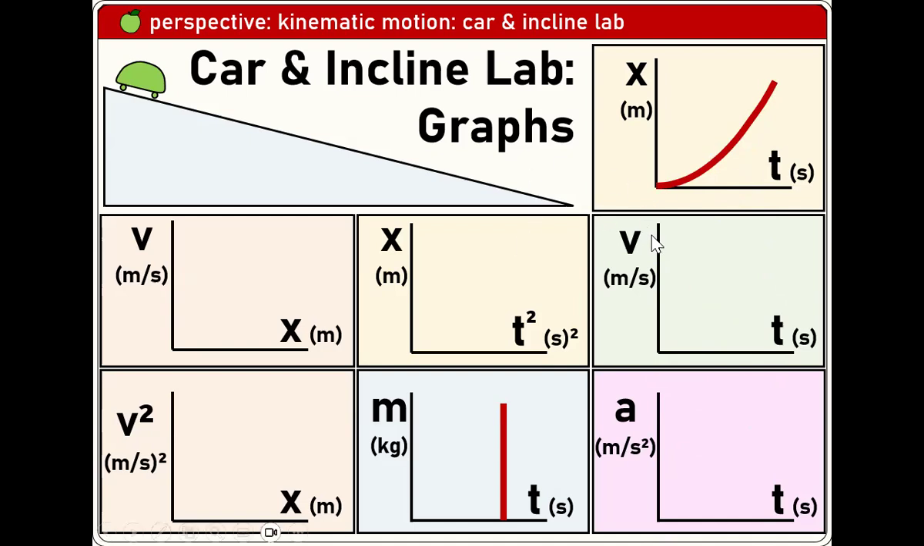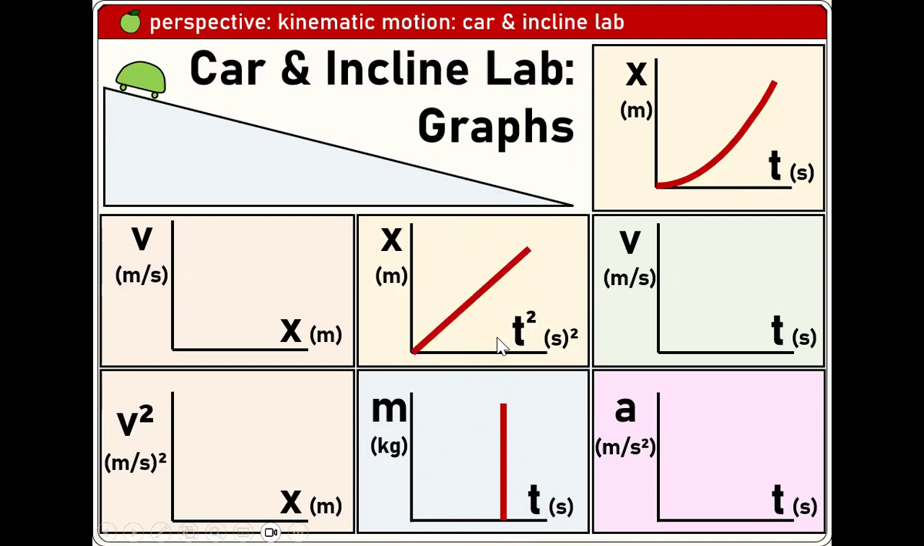Next one. Let's do v versus t. So velocity in meters per second versus time in seconds. What does that graph look like? Oh, sorry. Let's rewind. I forgot, I was going to do this middle one. If x versus t looks like a parabola, then x versus t squared looks like what? Yeah, linear. So we're back to linear.